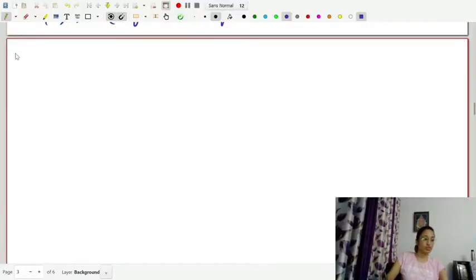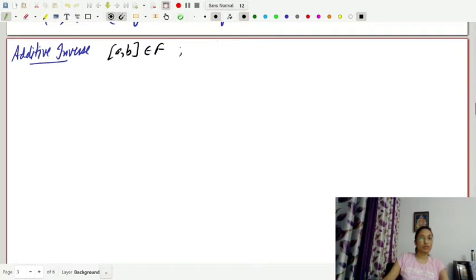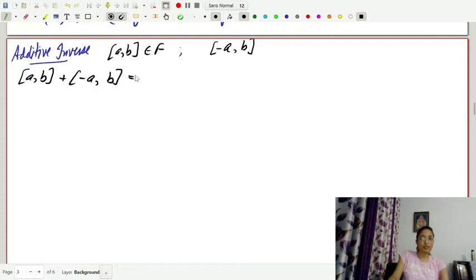Now, let's get started. Now, to show the additive inverse, what we require for any (a, b) in F is its additive inverse, which will be (-a, b). To show this, we check (a, b) + (-a, b) = (ab - ab, b²).